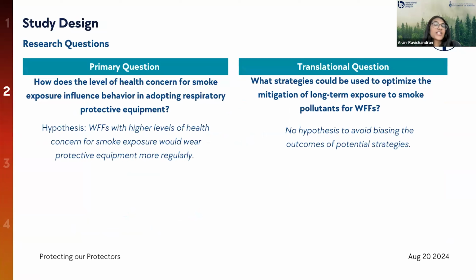We had two specific research questions guiding the study. So the primary question asks, how does a level of health concern for smoke exposure influence behavior in adopting respiratory protective equipment? So our hypothesis was that wildland firefighters with higher levels of health concern for smoke exposure would wear protective equipment more regularly. We also had a translational question, and this asks what strategies could be used to optimize the mitigation of long-term exposure to smoke pollutants for wildland firefighters. And this was intentionally more vague with no hypothesis to avoid biasing outcomes of potential strategies.